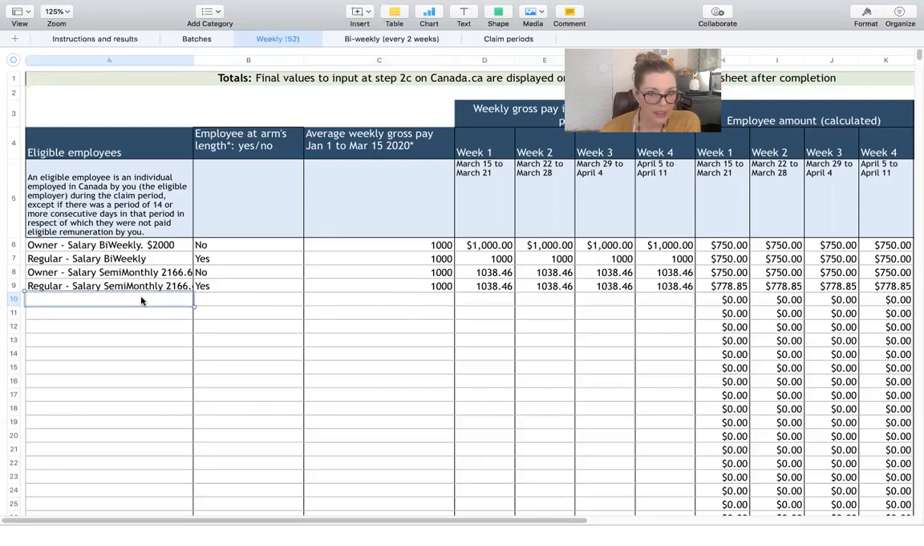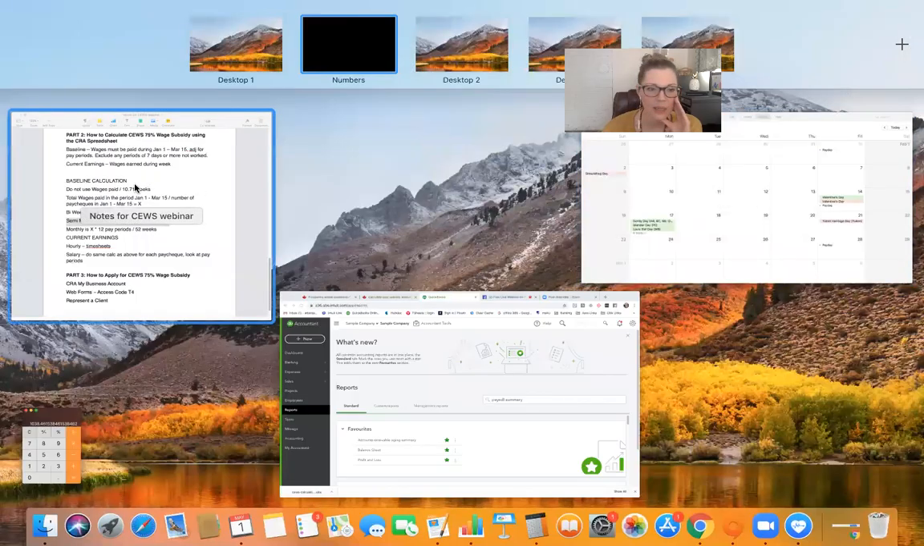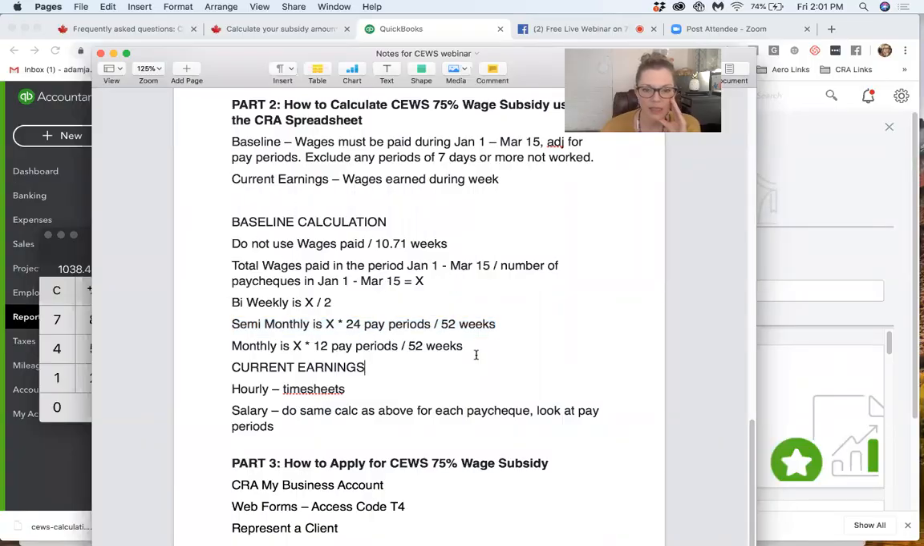So for an hourly person, let's say again that I'm the, let's not do owner. Most owners don't pay themselves hourly. I've never seen a situation where an owner pays themselves hourly. They always just take a salary, so that's not very likely. So I am an hourly employee, a regular person who works for my company. Are they at arm's length from me? Yes, they are. And so to calculate my average weekly gross pay, again, I would do the same calculations here that I've been using for baseline.